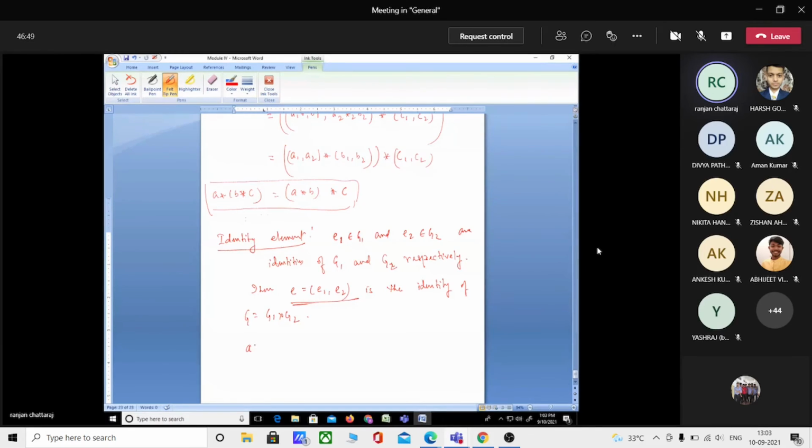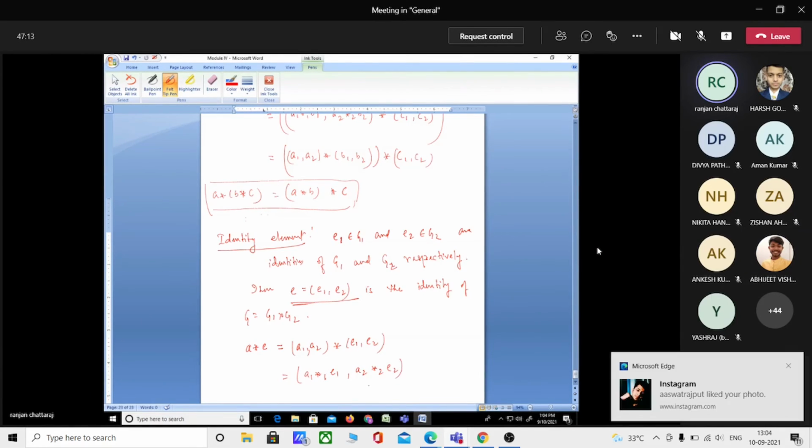Therefore A asterisk B is equal to how much? A asterisk E equals to how much? A1 asterisk B1, A2 asterisk B2. Now define the meaning of this one. A1 asterisk E1 is equal to this, and A2 asterisk E2 is equal to this.